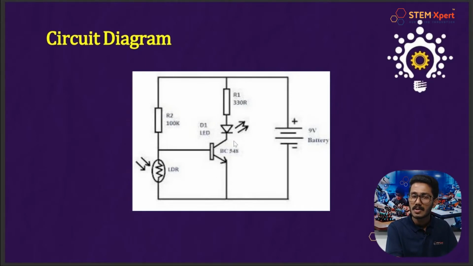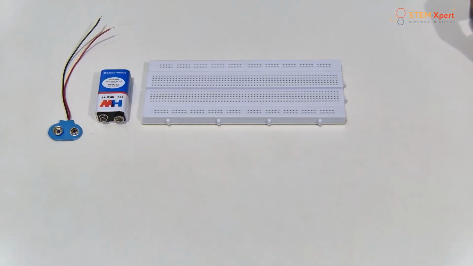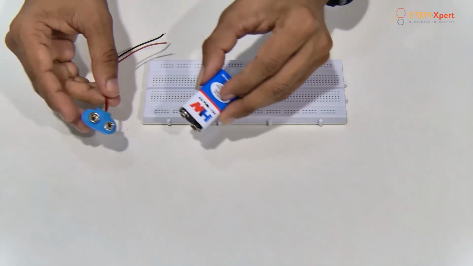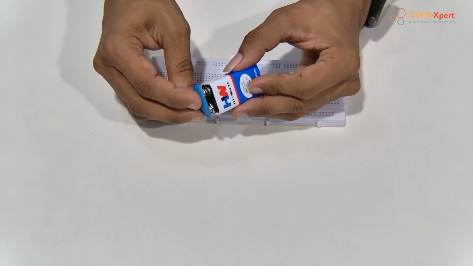I hope you have understood what a circuit diagram is, and the circuit diagram of our automatic street light. Okay, then we are following this circuit diagram to build our automatic street light to get a proper output. Let's see how it is. Okay, the first step to build our automatic street light, we need to connect the 9-volt battery along with the battery clips.